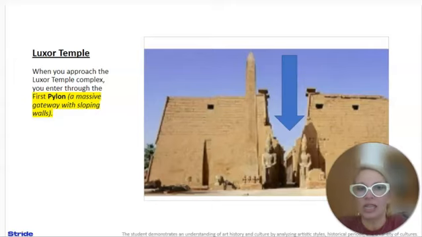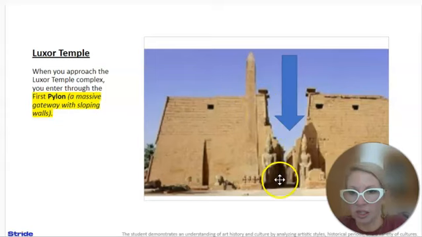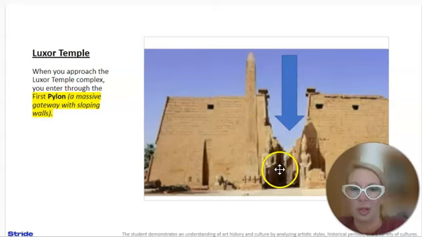Okay, I want to show you this. This is the Luxor Temple. When you approach the Luxor Temple complex, you enter through the first pylon. That's what this is with the sloped sides. This is called a pylon. Okay, and pylon means a massive gateway with sloping walls. And as you can see, this definitely is massive with sloping walls.